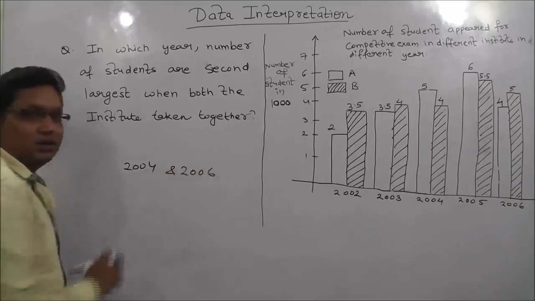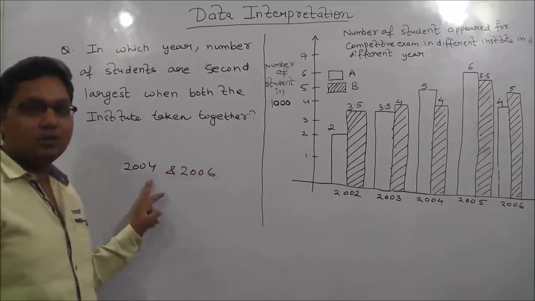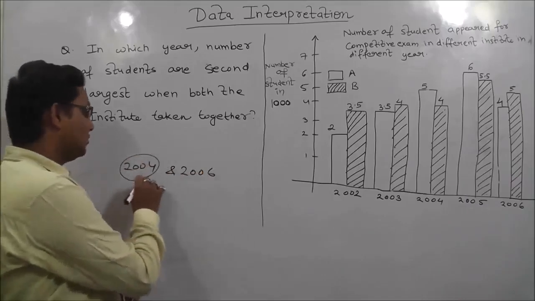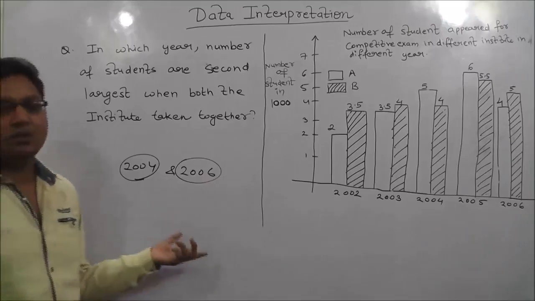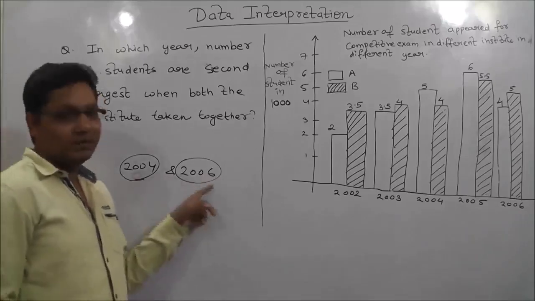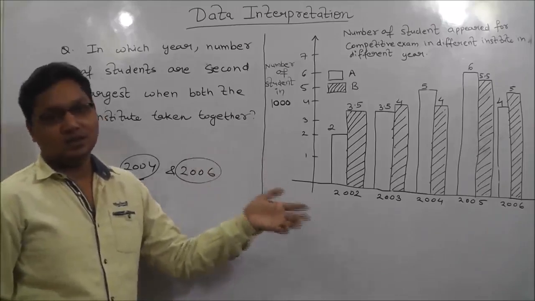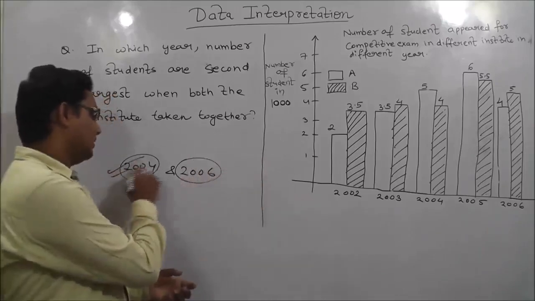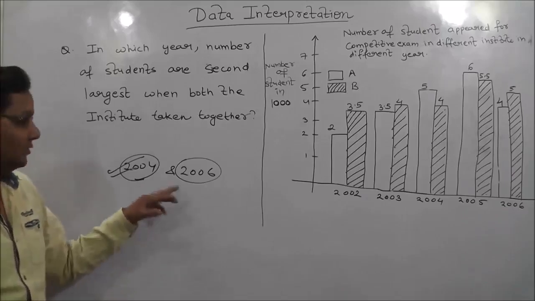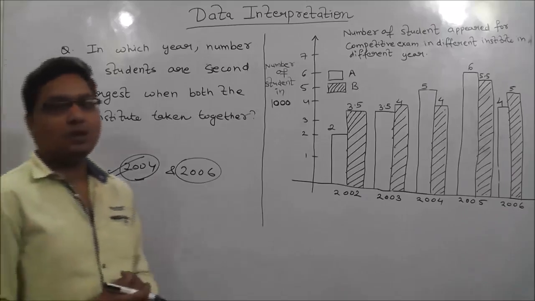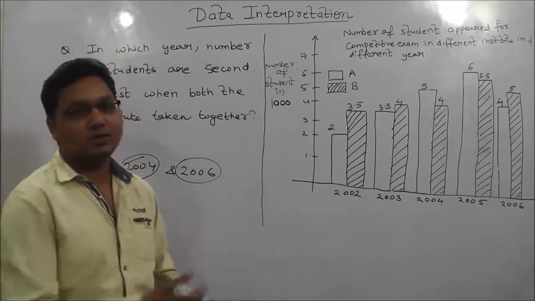So if only 1 year is given in the option, either 2004 is given or either 2006 is given, then none of these will be the answer. If both are given, then we have to mark this as the correct answer. So both should be given. If only one is given, none of these should be marked. Okay, in this way you have to do the smart calculation. So let's move on to our next question.